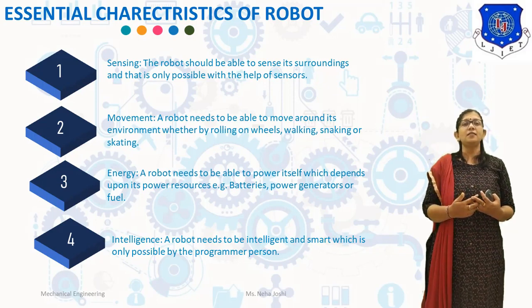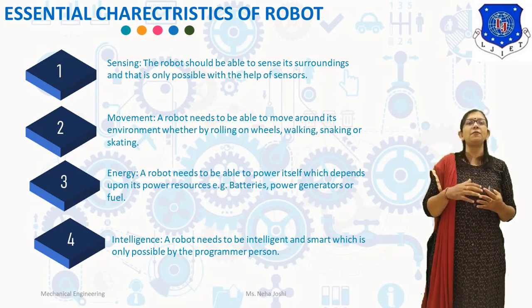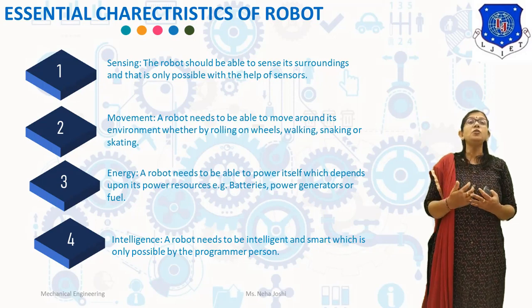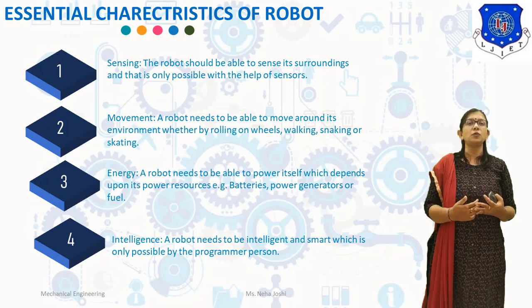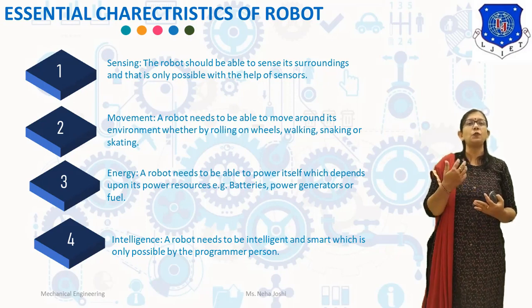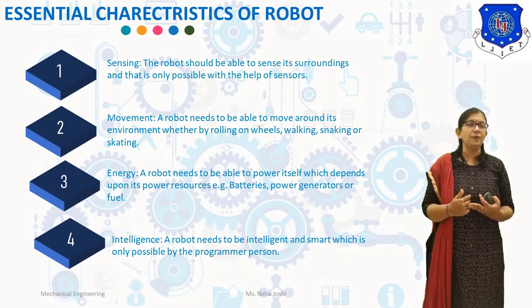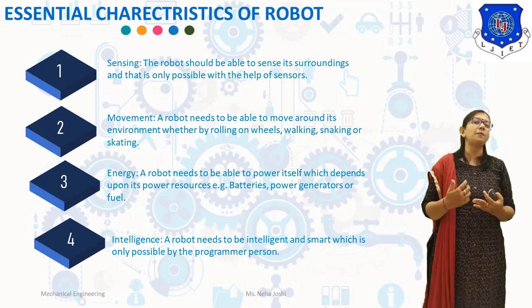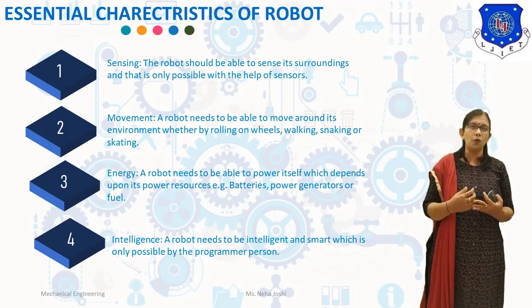Next essential characteristic is movement. A robot needs to be able to move around its environment, whether by rolling on wheels, walking, snaking or skating. The next is energy. Robots need to be able to power itself, which depends upon its power resources like battery, power generators or fuels. And most important characteristic of robot is intelligence. A robot needs to be intelligent and smart, which is only possible by the programmer. Programming is most important for the intelligence of the robots.